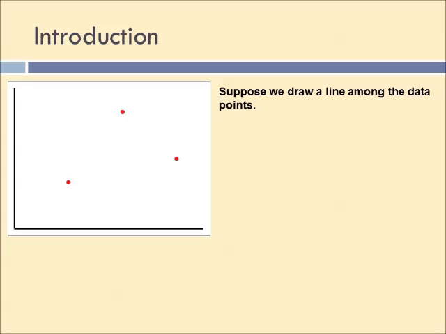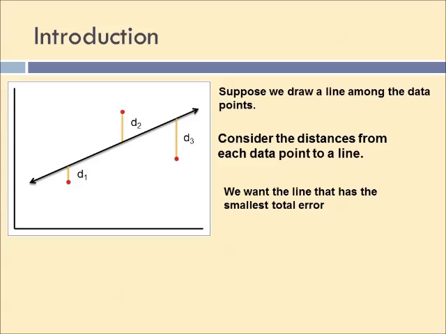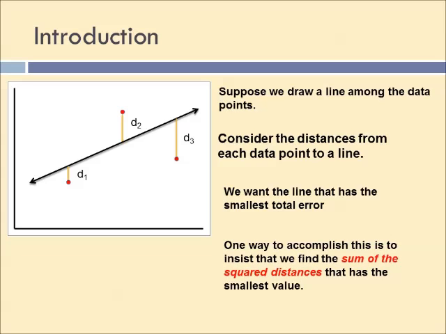Well, suppose we draw a line among the data points in any direction. And now let's consider the distances from each data point to any particular line that we draw. What we want to do is find the line that has the smallest total error, so the smallest total distances between the points and a particular line. One way to accomplish this is to insist that we find the sum of the squared distances that has the smallest possible value.